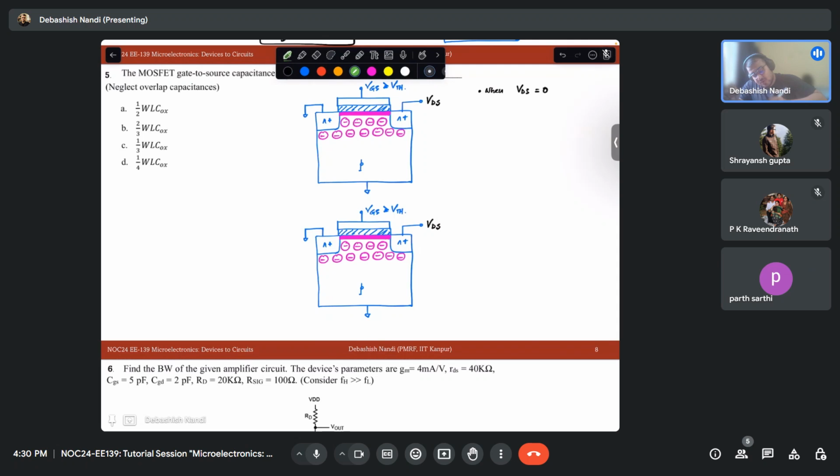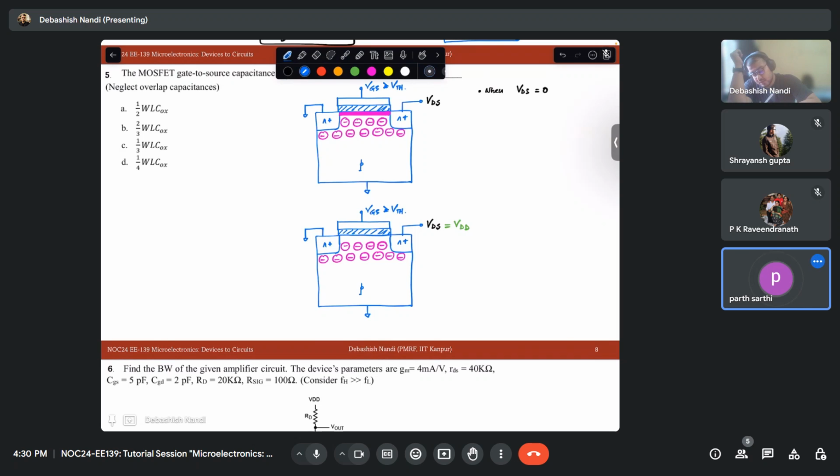And what about now? Electron will... it's in like saturation kind and pinch off, yes. Right? So why does pinch off happen basically? Because the channel VC is changing. VC is compared to VGS.